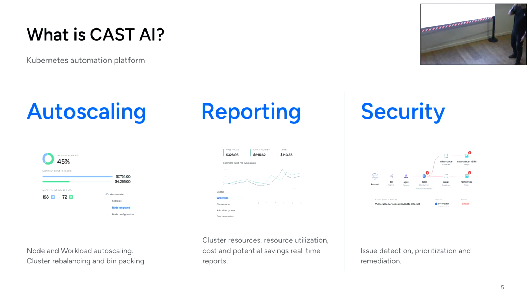All right, a little bit of marketing. So what's CastAI? It's a Kubernetes automation platform. We have more modules, but for this particular talk, this is the most important. We have 3 major modules: autoscaling, reporting, and security. Autoscaling includes node and workload autoscaling. So basically, you create a pod, it doesn't fit, we create a node, it fits. You no longer need the node, we delete the node. Easy. For reporting, we have cluster resource utilization, resource cost, potential savings reports, etc.